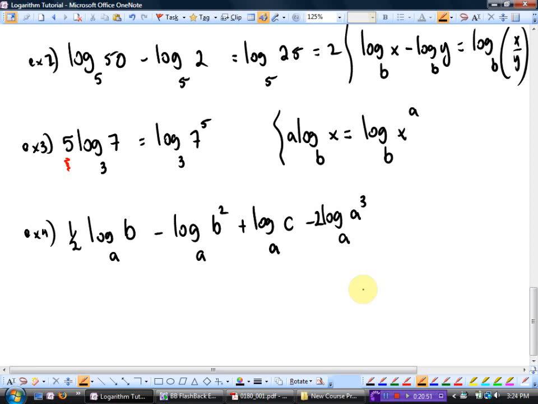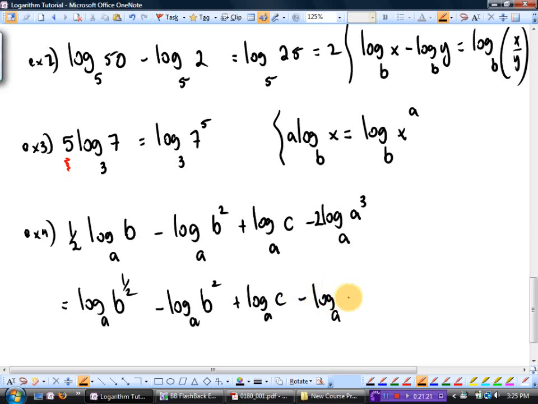Check. All base a's. If I want to use my log rules, can't have that guy, can't have that guy. Got to move them up. B to the 1/2 minus log base a b squared plus log base a of c minus log base a. Now it's going to be a cubed, and then I'm going to move the squared onto there. What was my power to a power rule? Multiplication. Just to save room then, I'm going to a to the 6th.